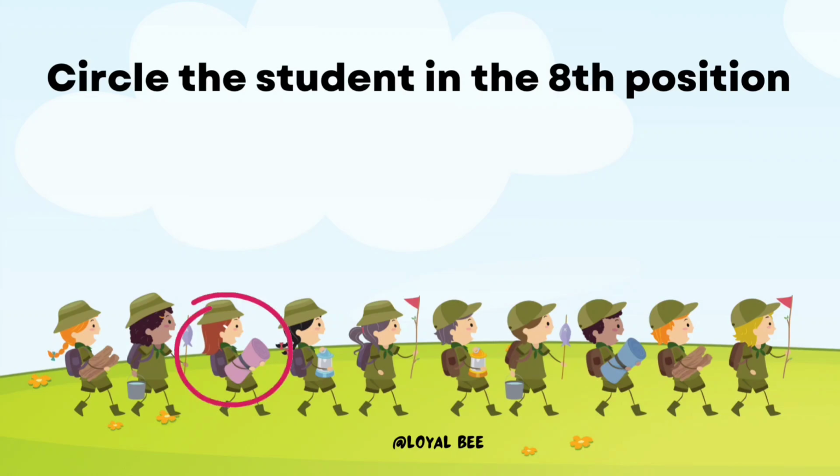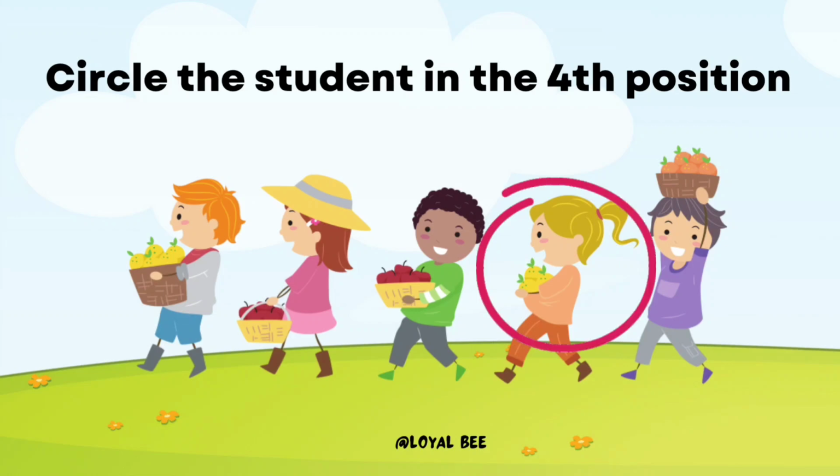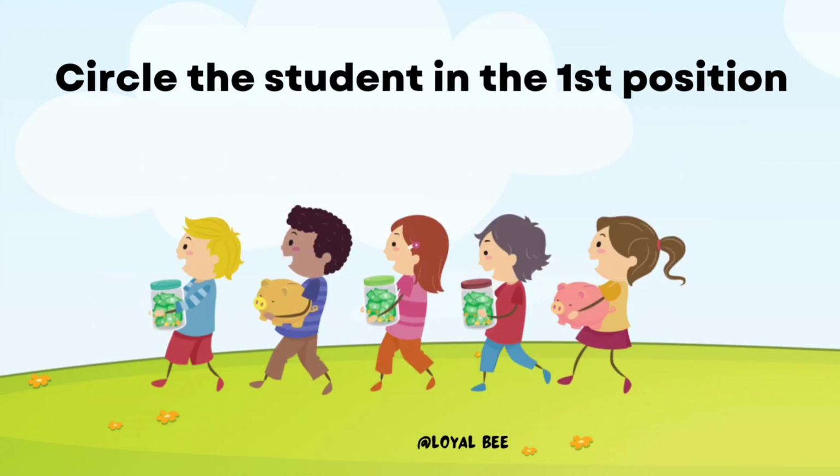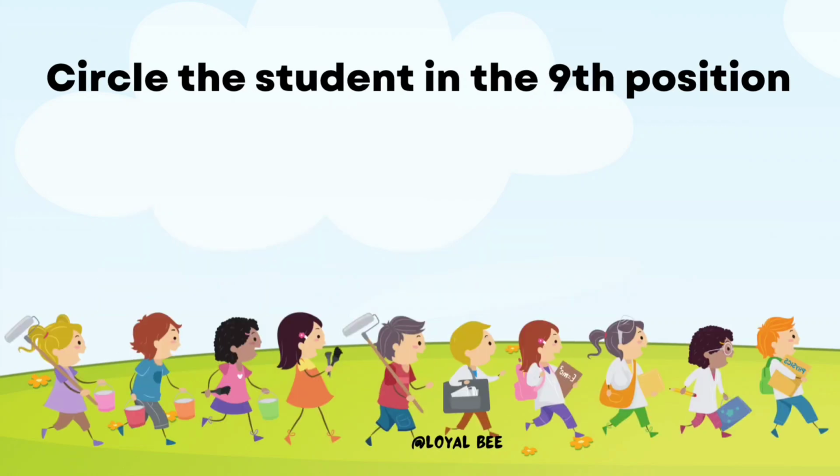Now let's count and circle the student in the 8th position. Circle the student in the 4th position. Circle the student in the 5th position. Now let's circle the student in the 1st position. Count and circle the student in the 9th position.